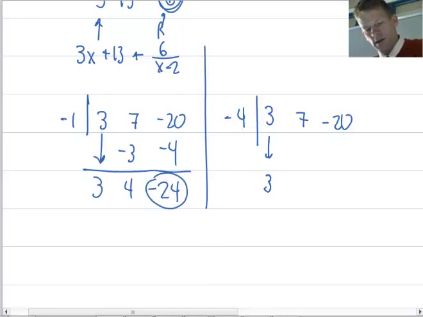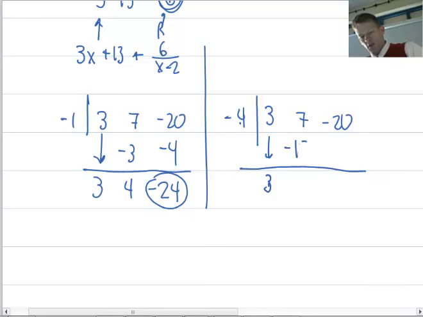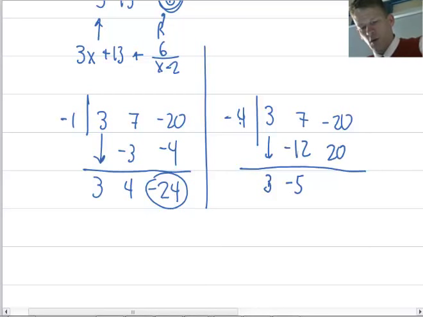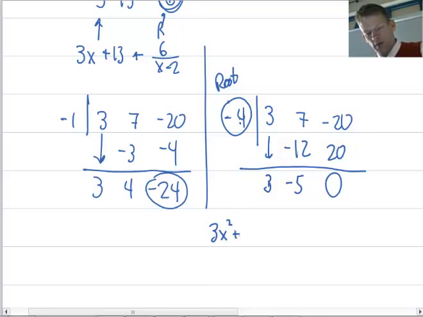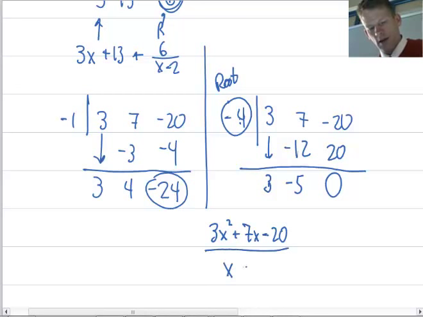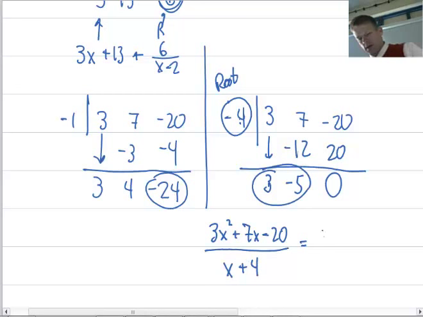So then I bring the 3 down, I multiply, I get -12. From this, I'm going to get -5. When I multiply by this, I'm going to have 20. All right, I found a factor, I found a root value, or a 0, and I know that that term from before was a factor. So I could say that 3x squared plus 7x minus 20, all divided by x plus 4, is equal to the depressed polynomial 3x minus 5. No remainder.